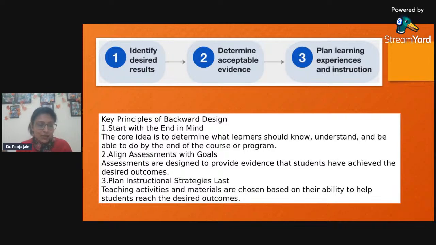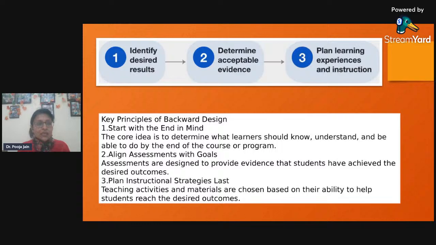Why do we conduct assessments? Be it diagnostic assessment, be it formative assessment, or be it summative assessment, we conduct assessments not to gauge our expertise, not to see what we have taught in the class, but to gauge the expertise and the competence of the children to understand what they have learned in the class. That is important. So we align the assessments with the goals to know, and that we have evidence to see what the students have achieved and whether they have achieved or not the desired outcomes.